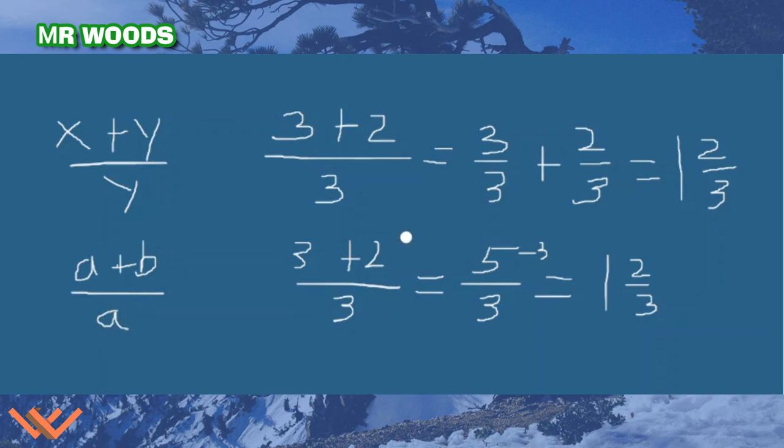Okay. Let's mix it up a little bit. We can have it all totally different. Let's take a look at something else. We can have a plus b over c. And again, that is still equal to a over c plus b over c.